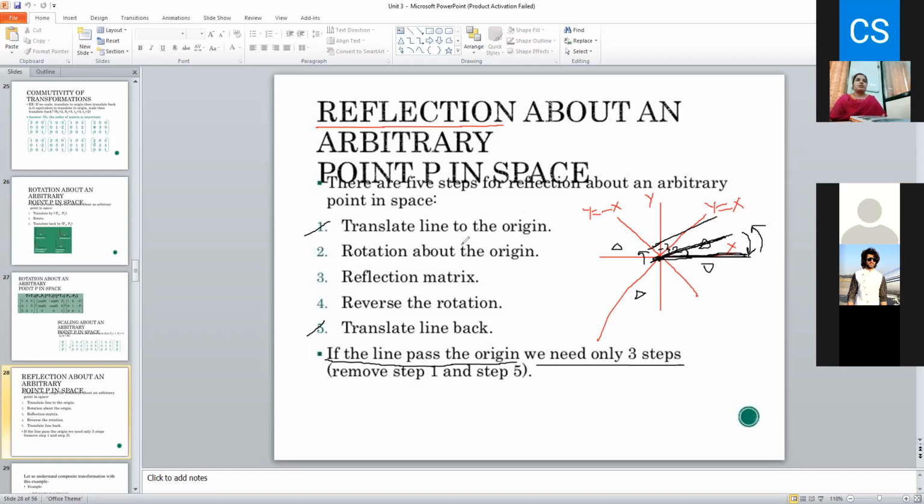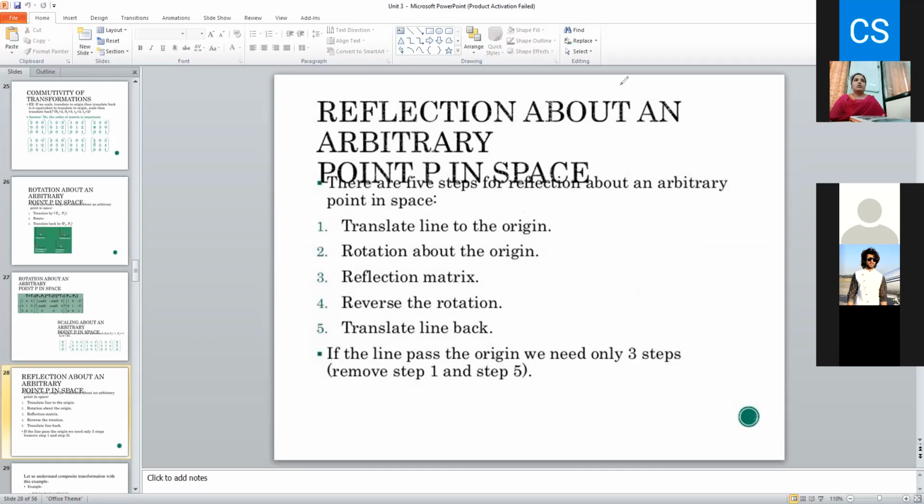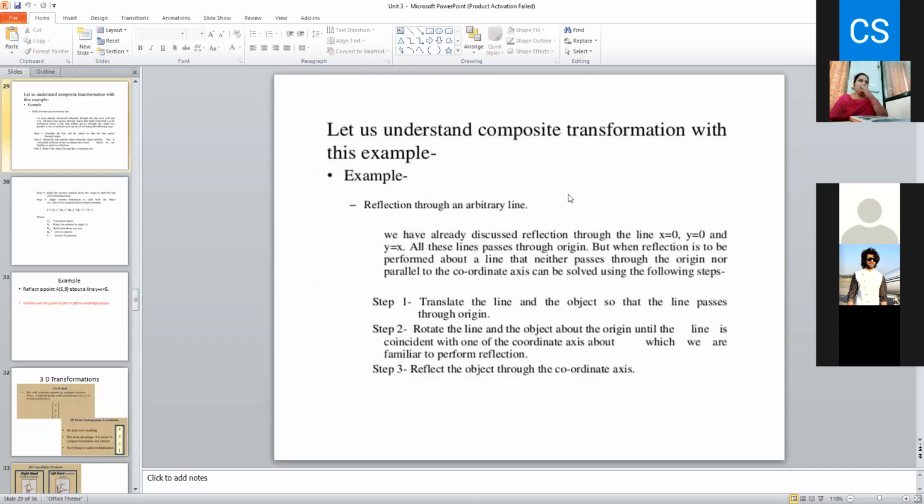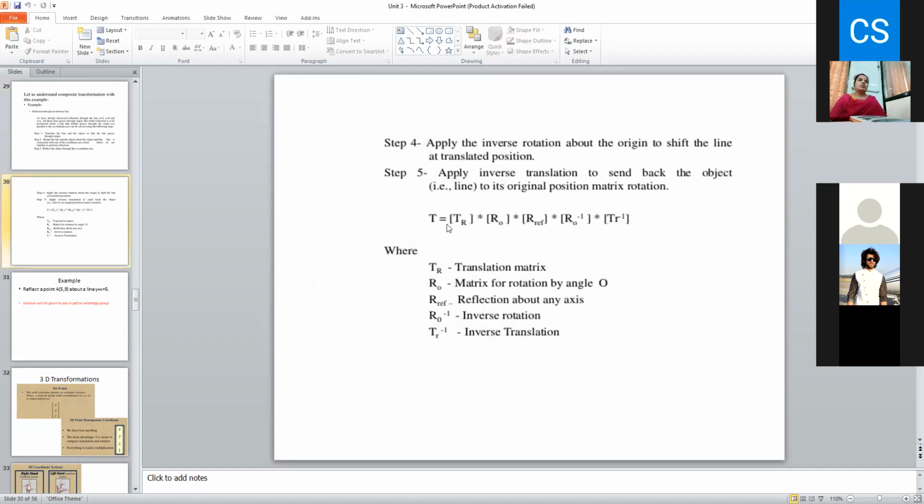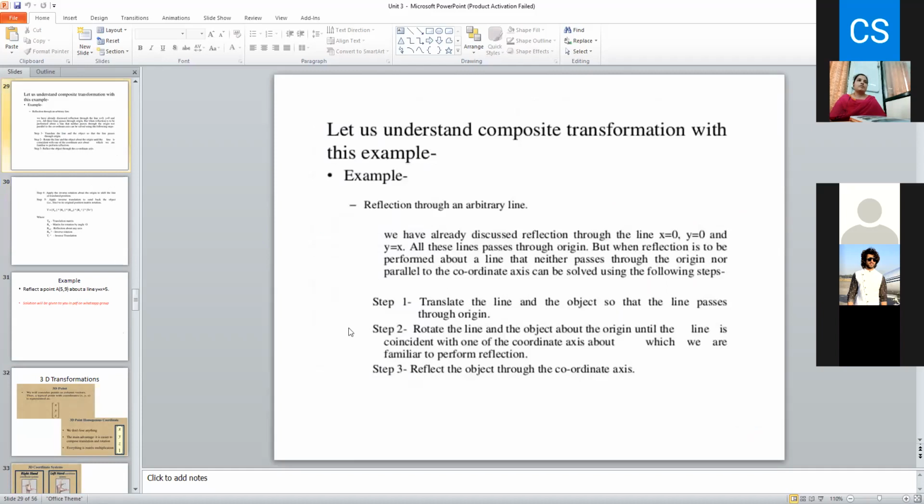Yes, ma'am. Okay. So that is how the reflection through an arbitrary line is carried out by making use of combined transformations. That is written in terms of matrix form, the 5 steps that we have discussed.